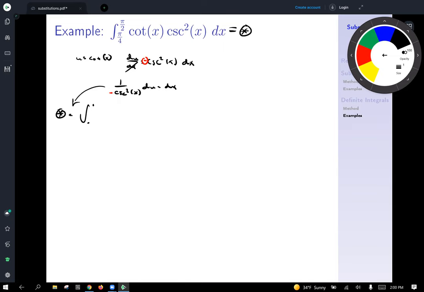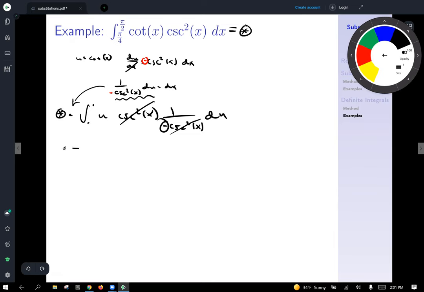And what have we got? Well, we changed cotangent to u. We did not touch cosecant squared of x. Now we're going to multiply by the differential here. All right, so the differential is this stuff, 1 over negative cosecant squared of x du. Let's reduce those cosecants because that's what we wanted to happen, right? And it helps me. I like to circle the negatives so that I don't mix them up. Okay, let's get that negative out in front. Negative integral dot to dot u du.